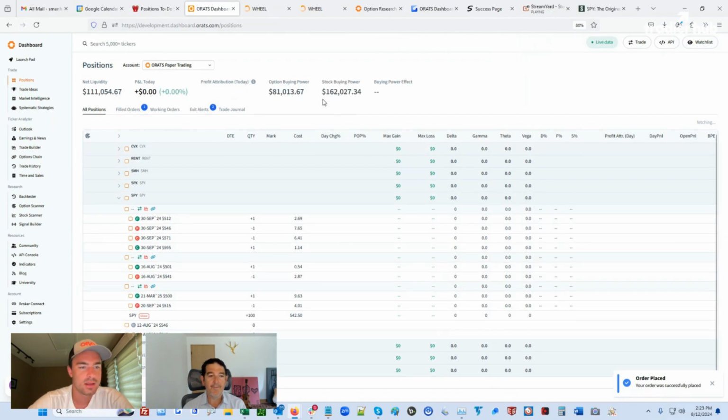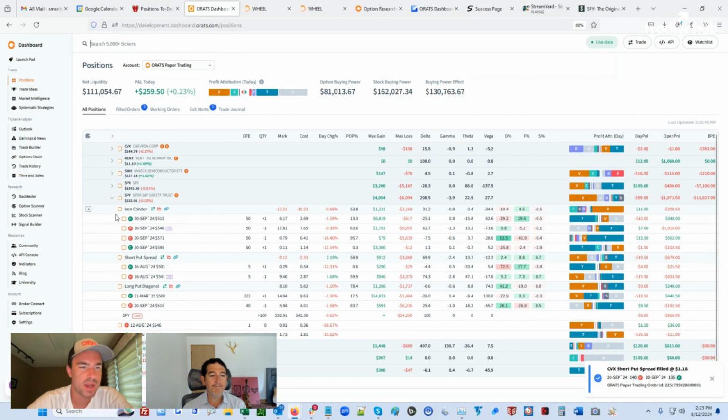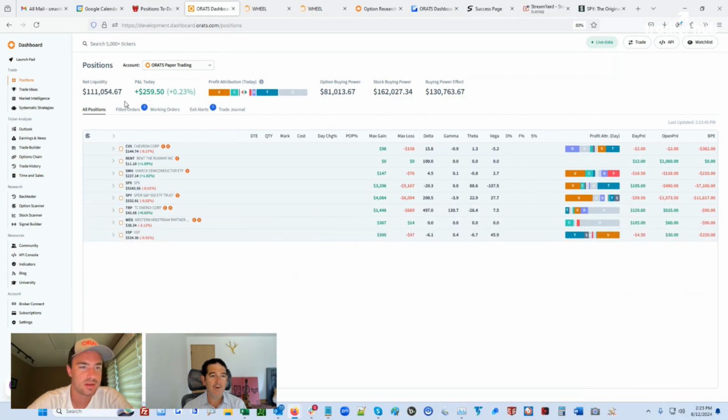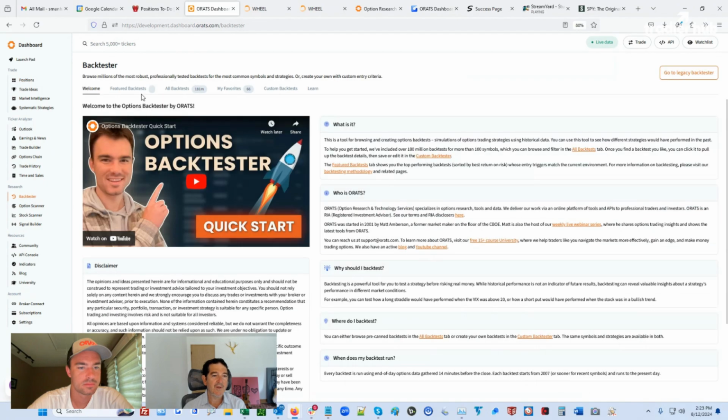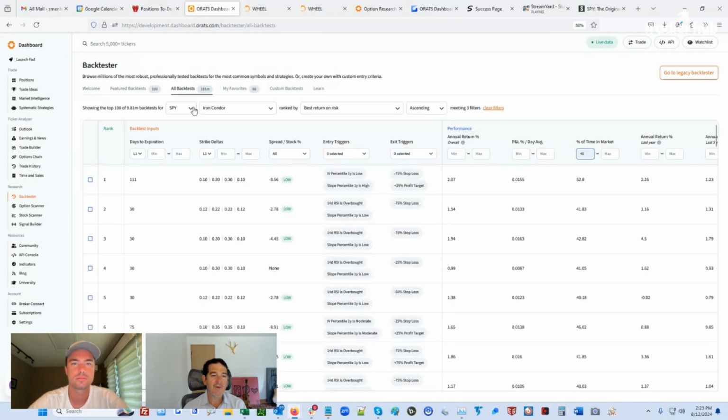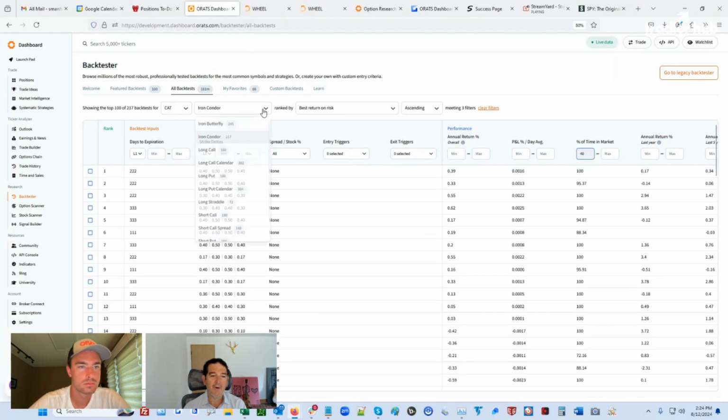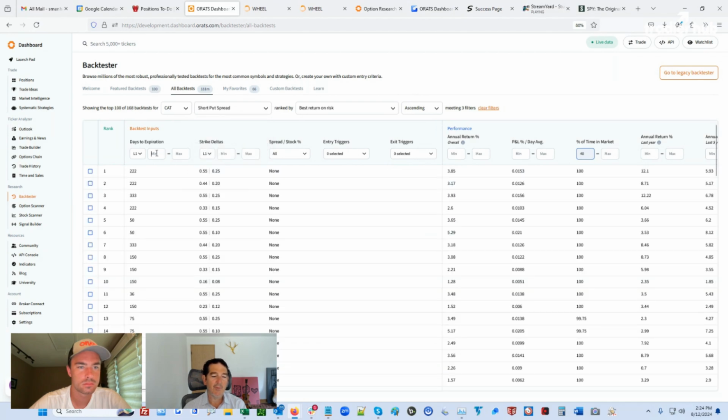So any exit alerts on this? Any insights from backtesting short put spreads on Chevron or similar stocks? Yeah, so I don't know that Chevron's in here, but let's look at some backtests of similar stocks. So CVX, I don't think we'll see that. We're only going to have the top 100 in here. But let's do Caterpillar short put spreads.